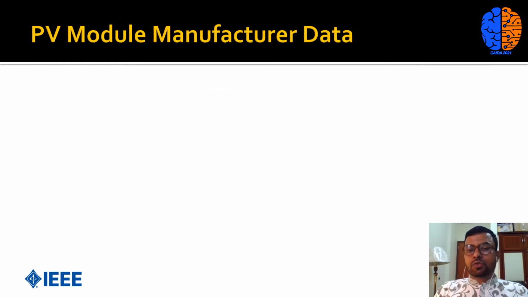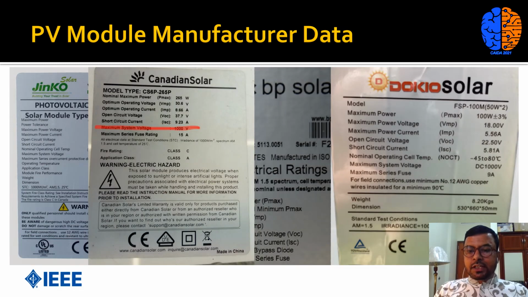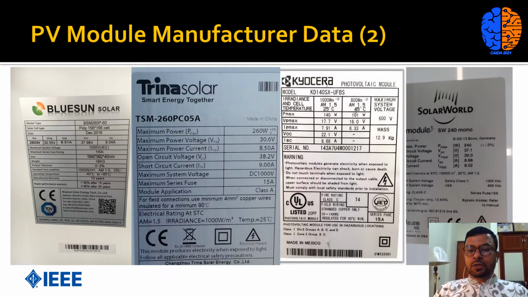Now the question is, why do we need to estimate those 5 parameters? If we are going to estimate these 5 parameters, what is the information provided by the PV manufacturers? These are the nameplate information provided by the PV manufacturers, for example, Docu Solar, BP Solar, Canadian Solar, Zinco Solar, Blue Sun Solar, Solar World, and so on.